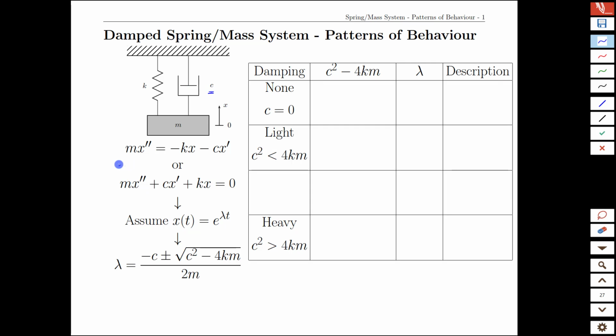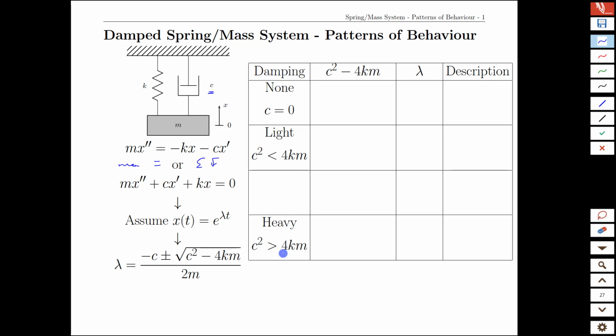Remembering that the equation we start with is just Newton's second law: the sum of the forces is equal to mass times acceleration. Spring force, damping force, and that's all that's in play. When we rearrange that, we get all positive coefficients on one side equaling 0, and when we assume e to the lambda t is what our x form should look like, we always get a quadratic in lambda, and that quadratic can always be solved using the quadratic formula. That's going to be our gateway to understanding this.